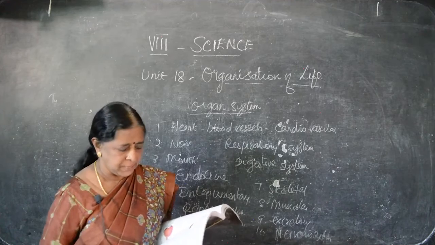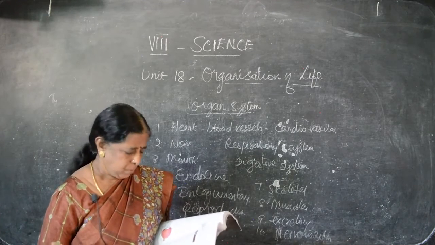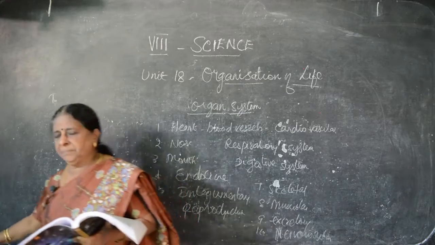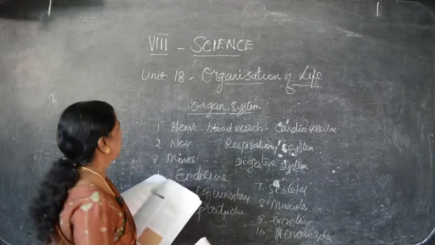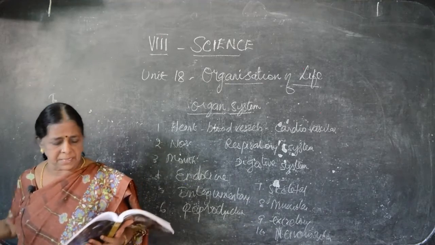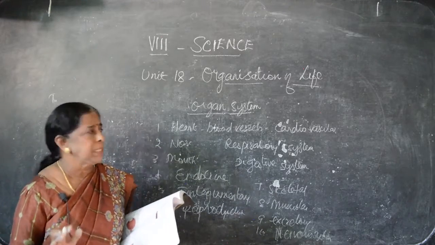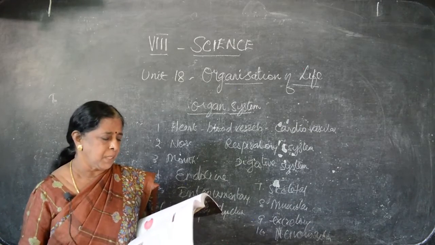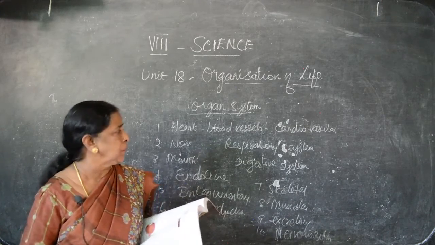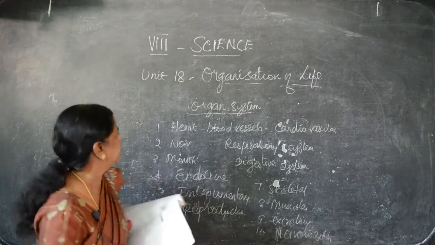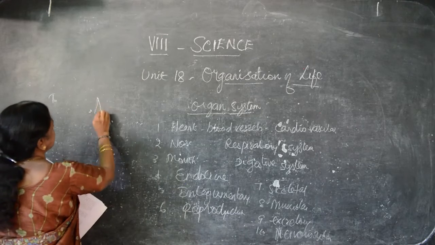Respiratory system, we have to see the respiratory system in detail. What are the parts present in the respiratory system? Though there are many systems, we have seen only the respiratory system. Clear, children? What is organ system, I said? Many systems are there. What are the things present? Heart, blood vessels, together known as what? Cardiovascular system.